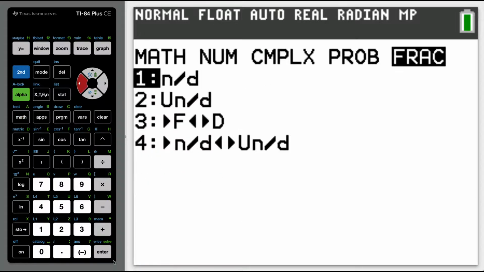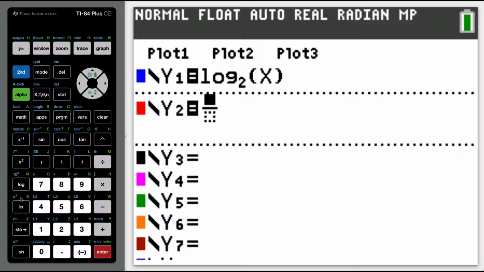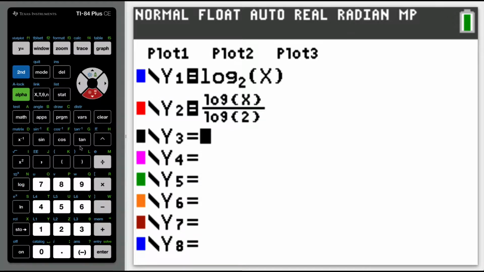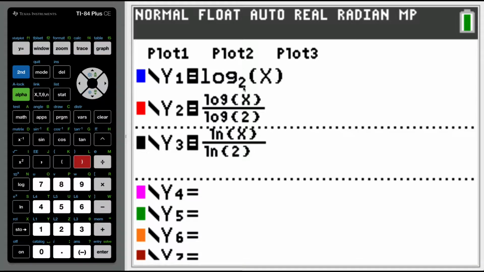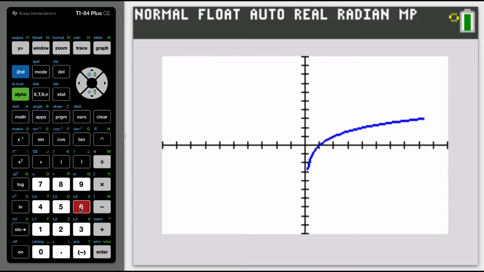So our first change of base formula said that we could just do log of x divided by log of the base, so in this case that's 2, or we could do natural logs instead. So I could do the natural log of x divided by the natural log of that base 2. And again, I'm graphing out all three of these just to show you that they are equivalent pictures. I'm going to do zoom 6 to get my nice 10 by 10 window, and I can see that as I graph these out, all three of my lines overlap each other. So that shows visually that they are equivalent.